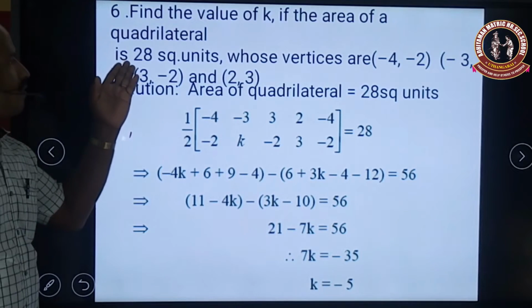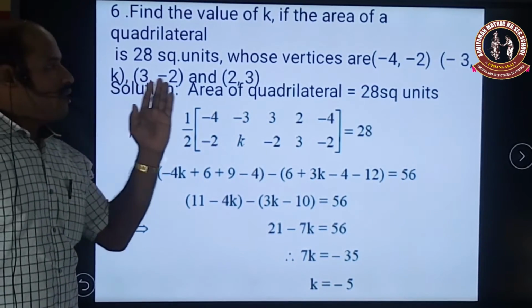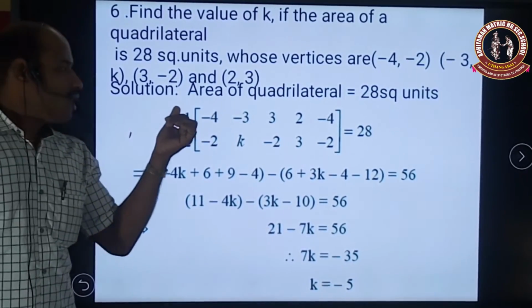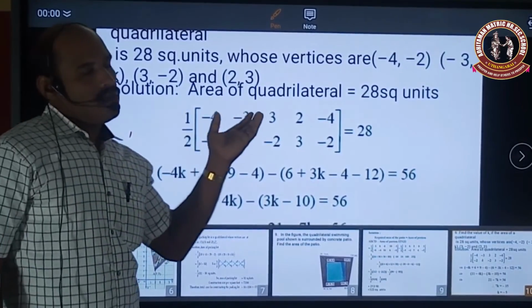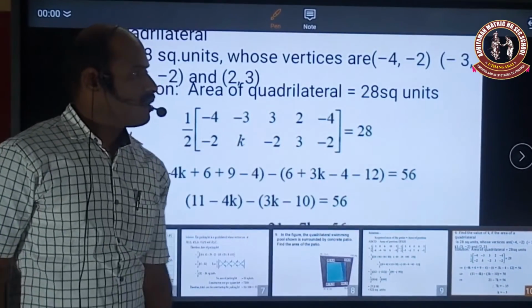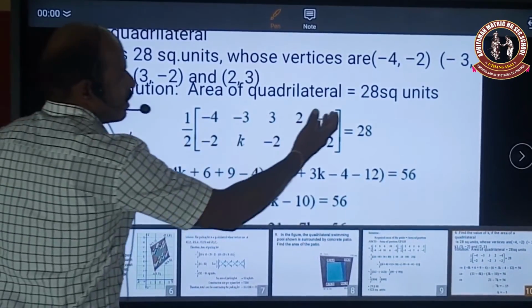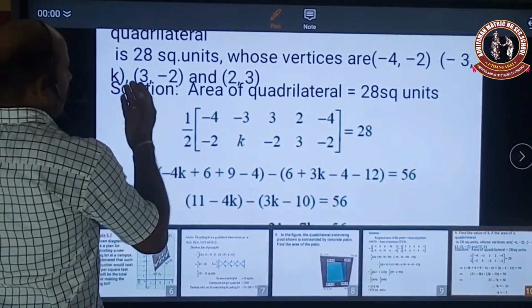This sum is given, area is given. We want to find one point, missing point K. The value of K is what? Okay, already you know area of quadrilateral equal to half into x1 y1, x2 y2, x3 y3, x4 y4, x1 y1. Already find the area, 28 square units given, to find what is the value of k.